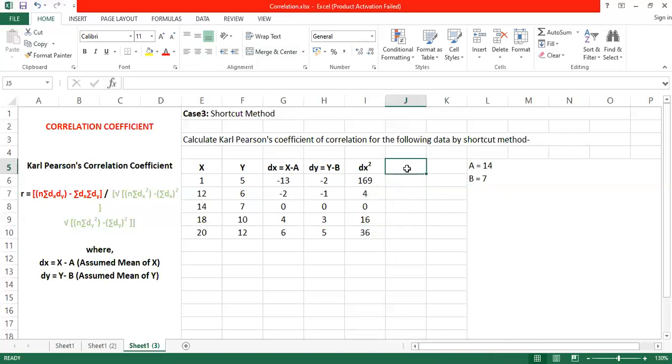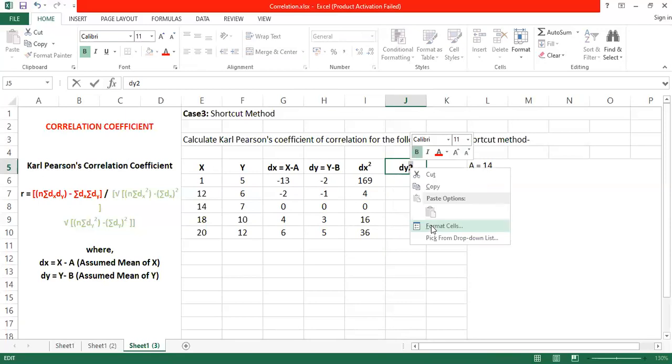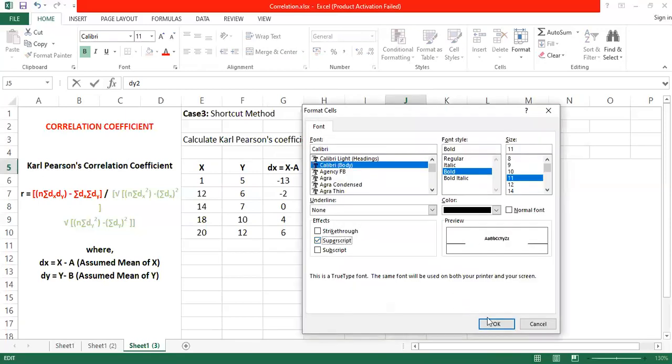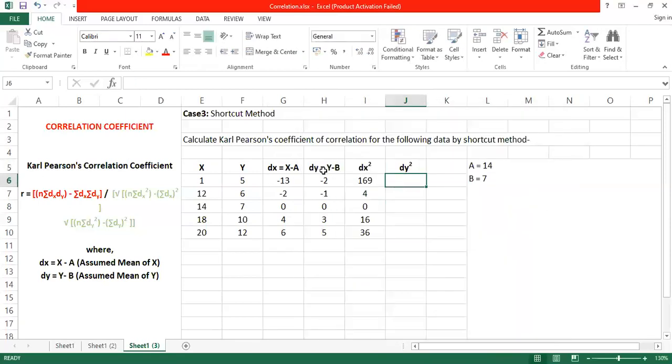Let me get it for dy, and it is dy square. So dy square. Dy is minus 2. That means minus 2 into minus 2. This is minus 1 into minus 1. Likewise for all the data.